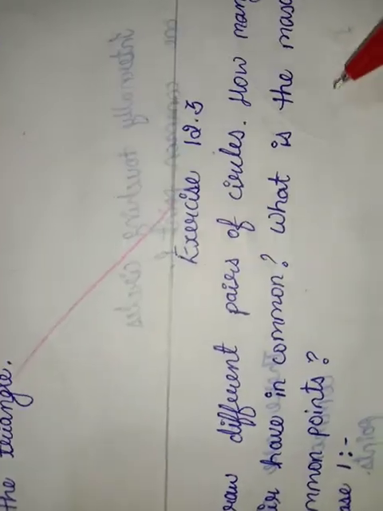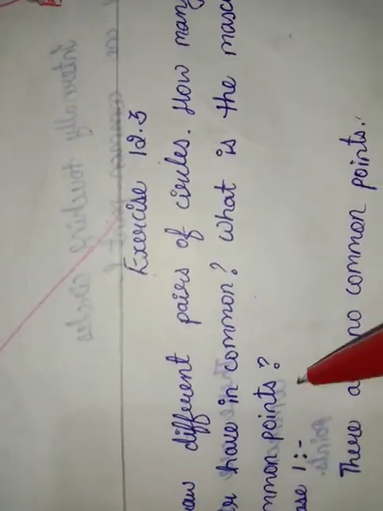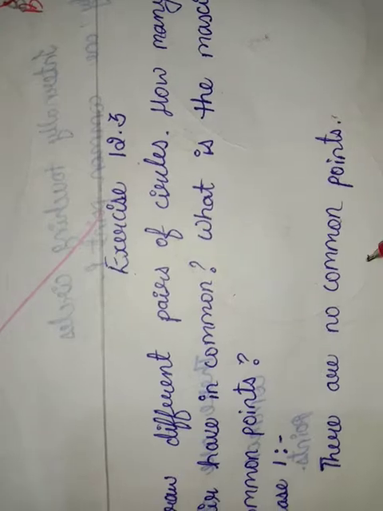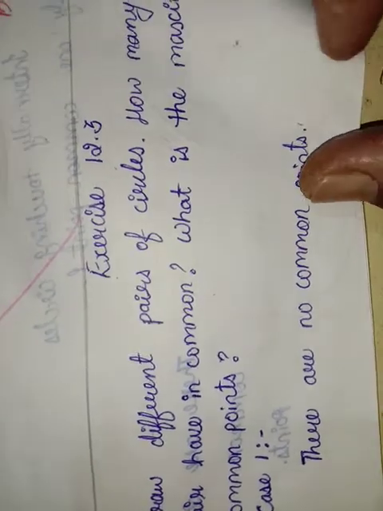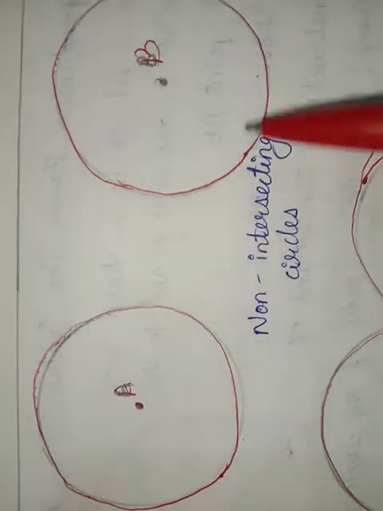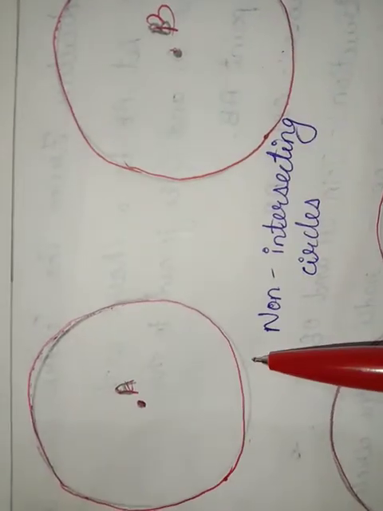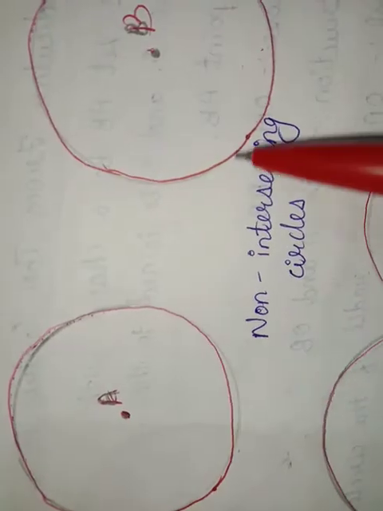Draw different pairs of circles. How many points does each pair have in common? What is the maximum number of common points? Case 1, there are no common points. You can see here non-intersecting circles. In the case of non-intersecting circles, there are no common points.